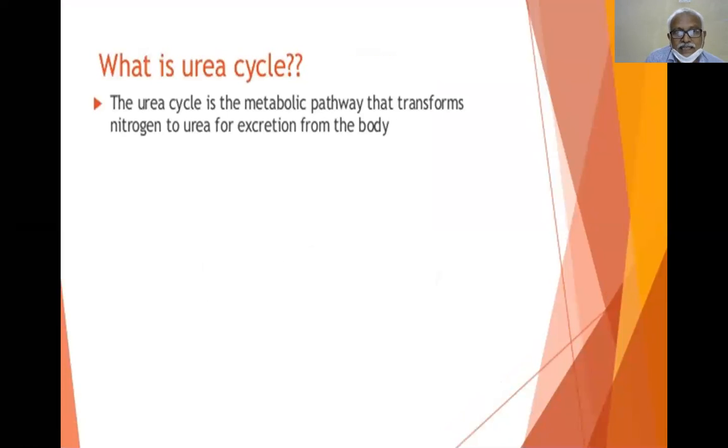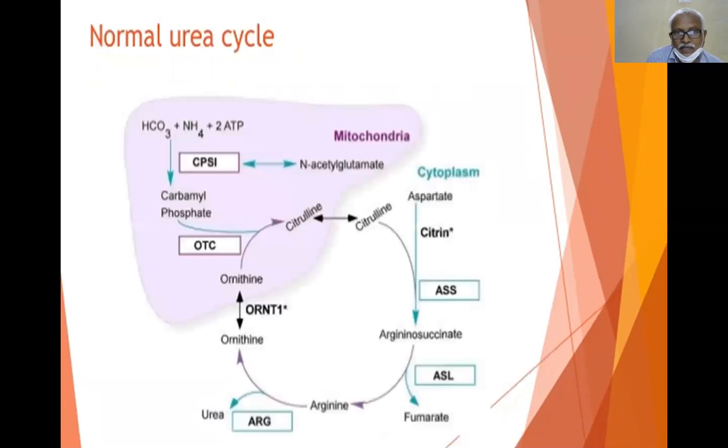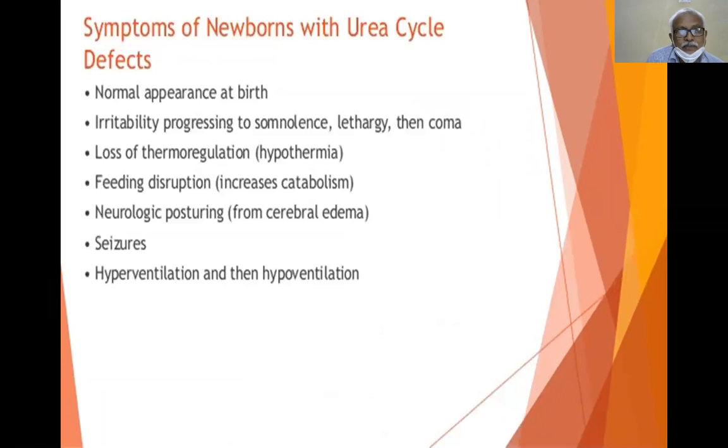So what is the urea cycle? The urea cycle is the metabolic pathway that transforms nitrogen to urea for excretion from the body. So normal urea cycle, you know it pretty well. So symptoms of newborns with urea cycle defects. Here we are introduced to newborns with urea cycle defects. So normal appearance will be there at birth.